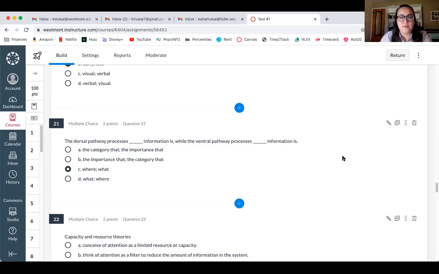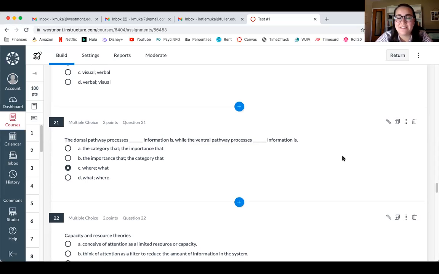So for number 21, the dorsal, wow, that's a new one. The dorsal pathway processes where information is, while the ventral pathway processes what information is. And so again, this was the little mnemonic that I threw out there of how at least I help myself keep these straight in my mind. I think of dorsal begins with D, donde in Spanish begins with D, donde means where, so dorsal, donde, where, okay. And so those are the distinctions between the dorsal and the ventral pathway.